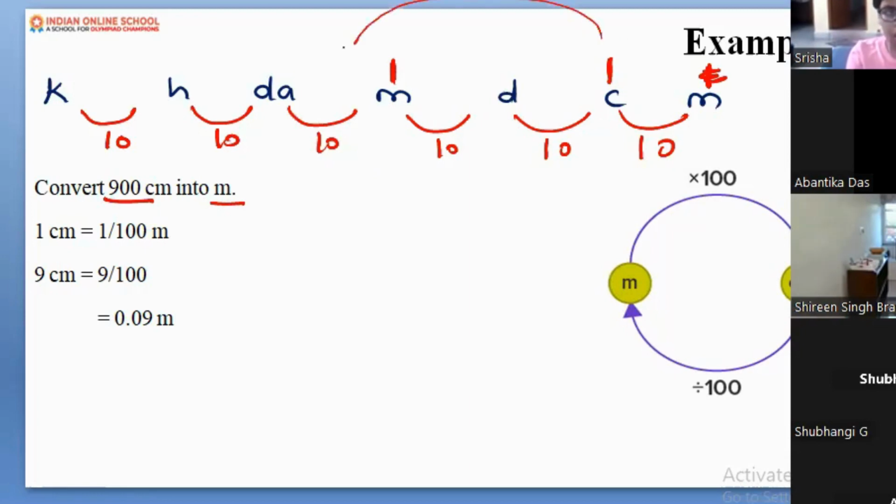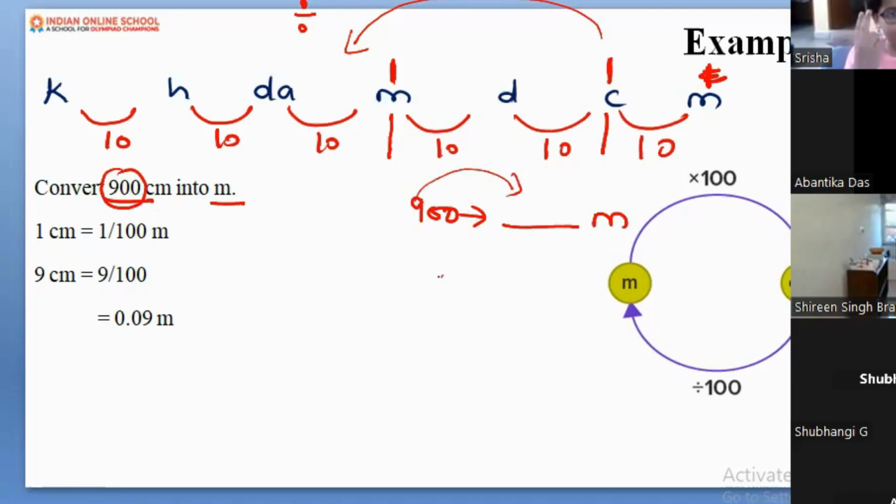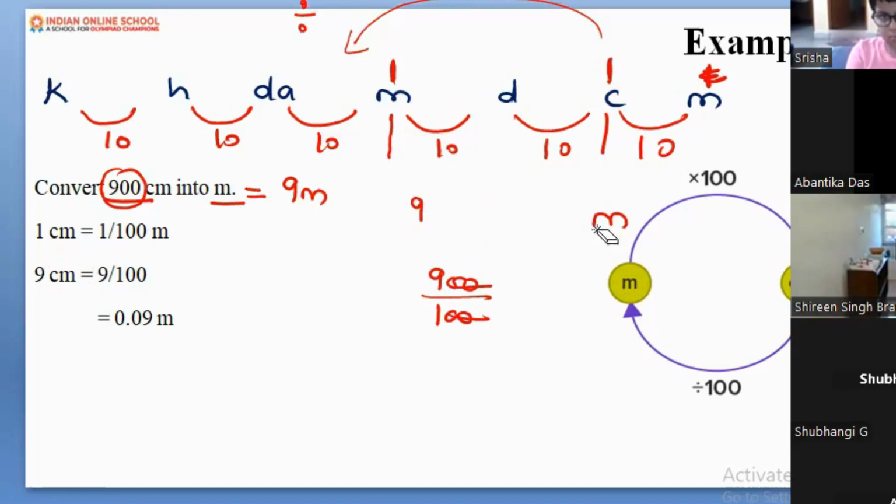I am moving from right to left. So I need to do what? Division. Correct. Now just let me know how many zeros are there in between centimeter and meter. Two zeros are there. It is 900 centimeter. If I am converting 900 centimeter into meter, how many zeros should I remove? Since I am dividing, I need to remove the zeros. So this becomes 9. I remove 2 zeros and it becomes 9. So 900 centimeter is equal to what? 9 meter.